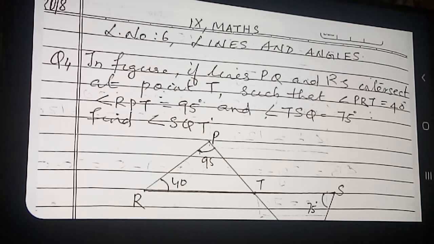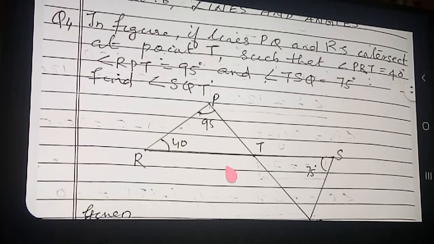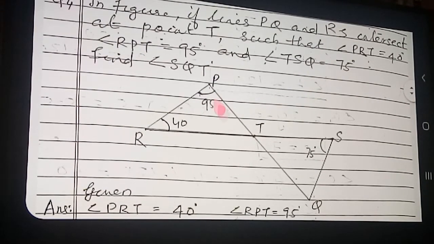Today we will start with question number 4 of lesson number 6, last exercise. Take your textbook and read it. In the figure, lines PQ and RS intersect at the point T. You can see the diagram. Line PQ and line RS intersect at the point T here.